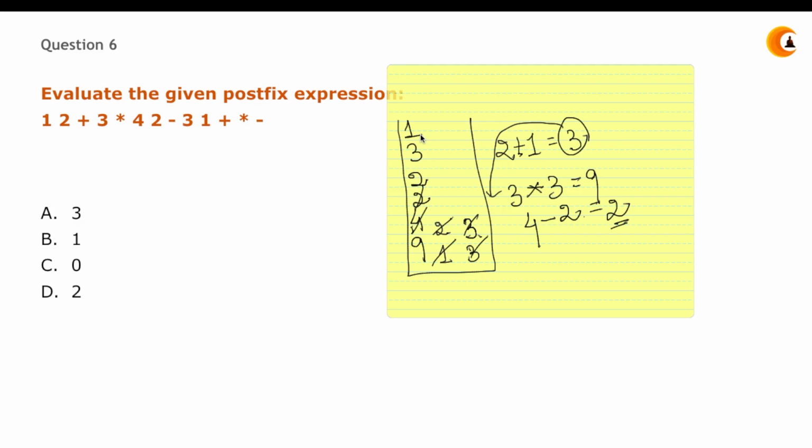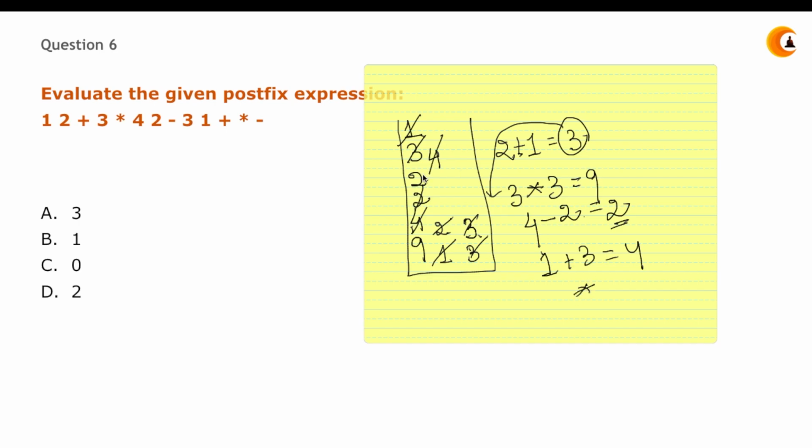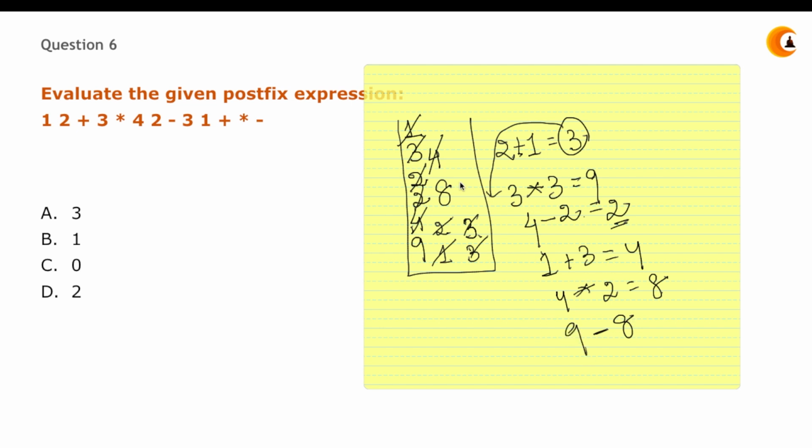So for this plus sign, you have to pop 2 elements. These 2 will be popped out. So 1 plus 3 is 4. Now push in 4. Then there is multiplication, so pop these 2 out. It is 4 and 2, that is 8. Now push back 8. What are you left with? You are left with minus. So 8 and 9, these 2 will be popped out. What will your answer be? Your answer will be 1.